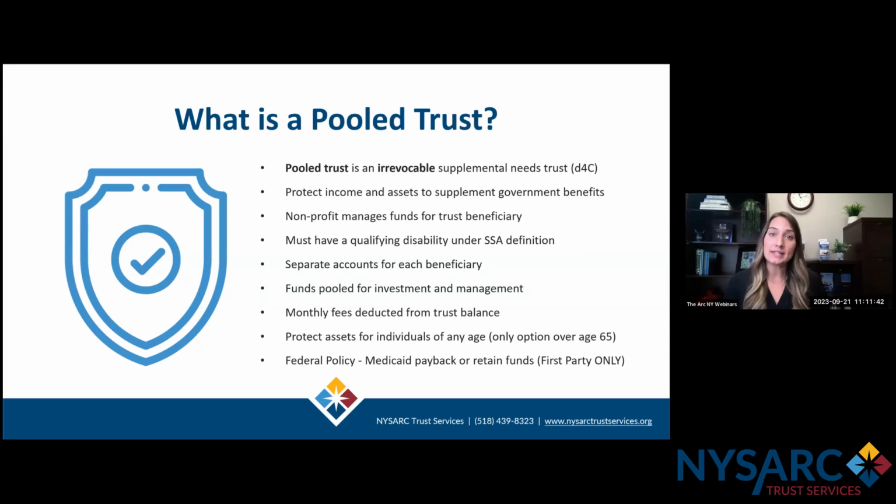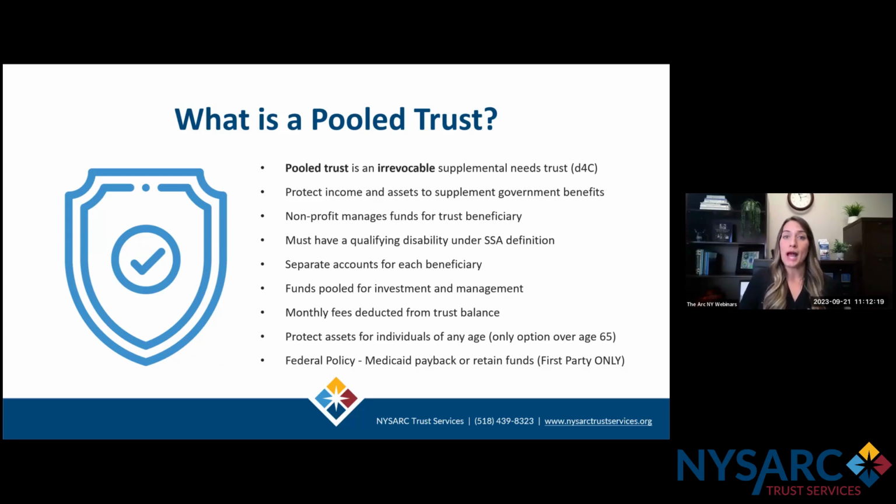Now, most of NYSARC's trust programs are called pooled trusts, and this is a special type of irrevocable supplemental needs trust. Pooled trusts must be run by nonprofit organizations like NYSARC, and we manage funds on behalf of the individual who's receiving Medicaid or SSI services, known as the trust beneficiary. A pooled trust can be used to protect both income and assets to help protect benefits and supplement the services that a person receives from government benefits.